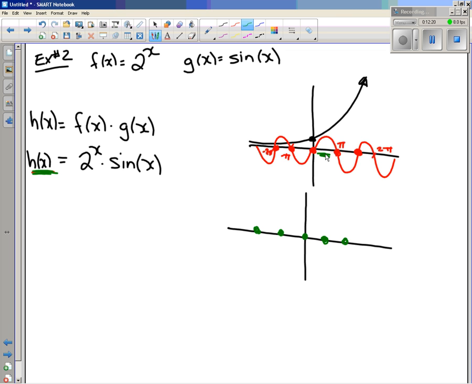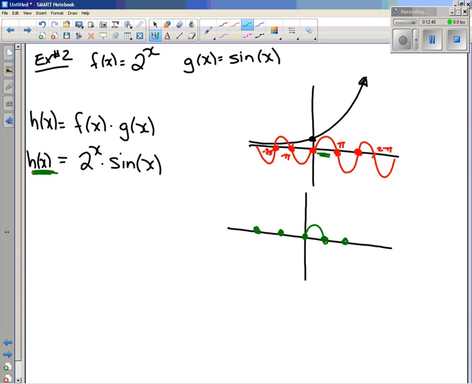To figure that out, we look at the signs of those two curves. In this interval, sine is positive and our exponential is positive. So we're going to have a positive number times a positive number, so our result is going to be positive. And it's going to look something like that. Because it starts at a 0 and ends at a 0, it has to go up and come back down.